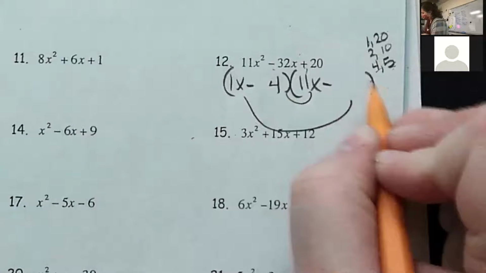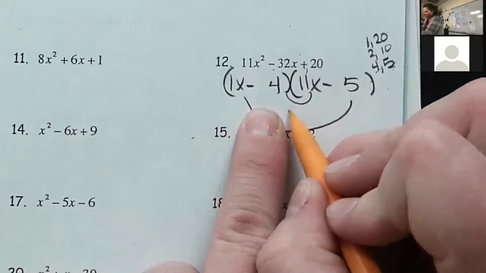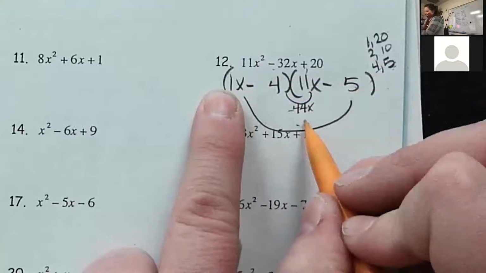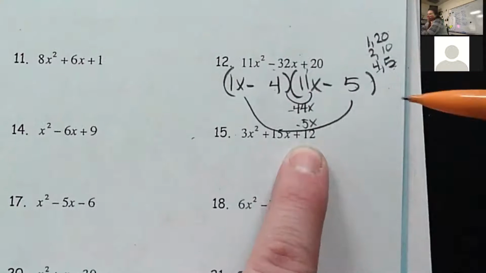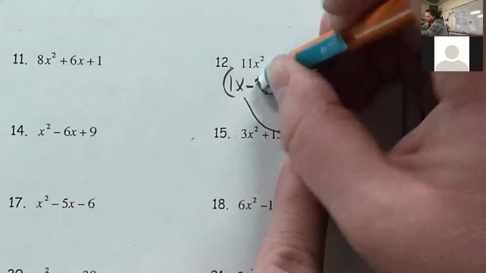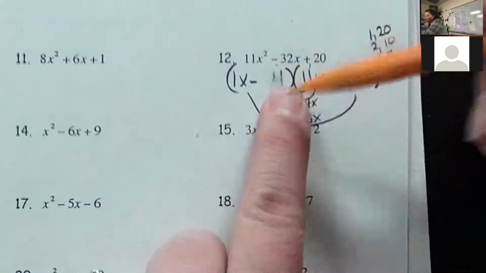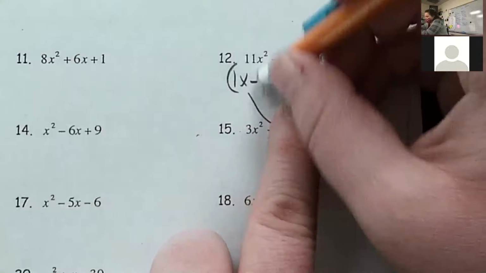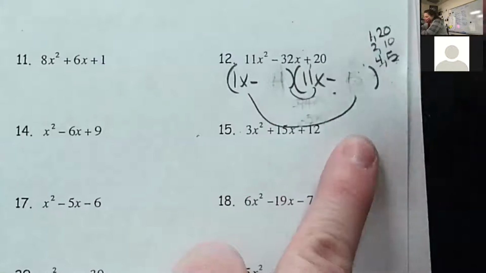So if I put 4 here and 5 here, 4 times 11 is negative 44x, right? And 5 times 1 is negative 5x. Is that going to add together to get 32? No, that doesn't make sense. Now, if I switch the 5 and the 4, is that going to help me at all? No, because 5 times 11 right away is 55. Can't get to 32 by adding. So you know, just looking at it logically, that 4 and 5 are done.